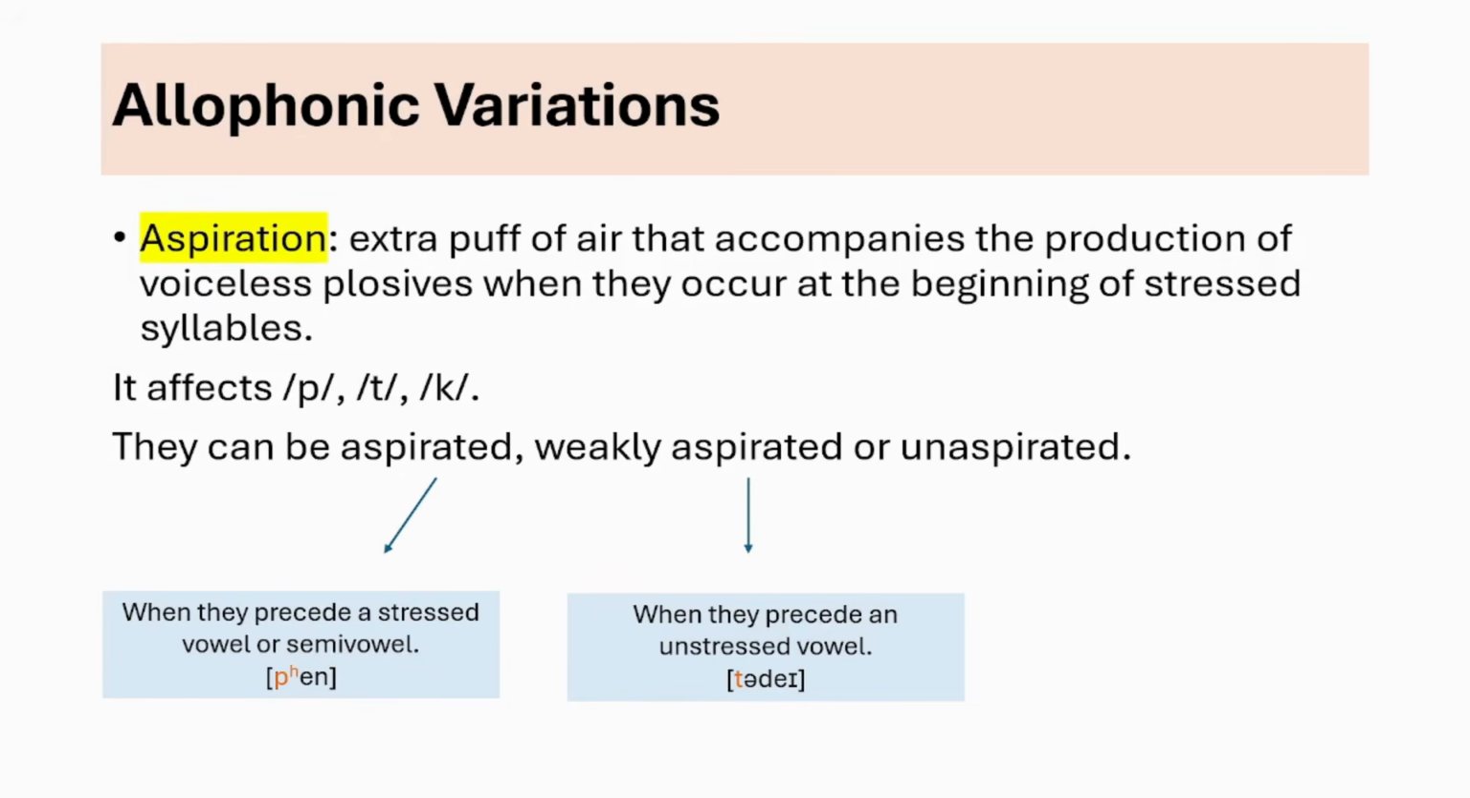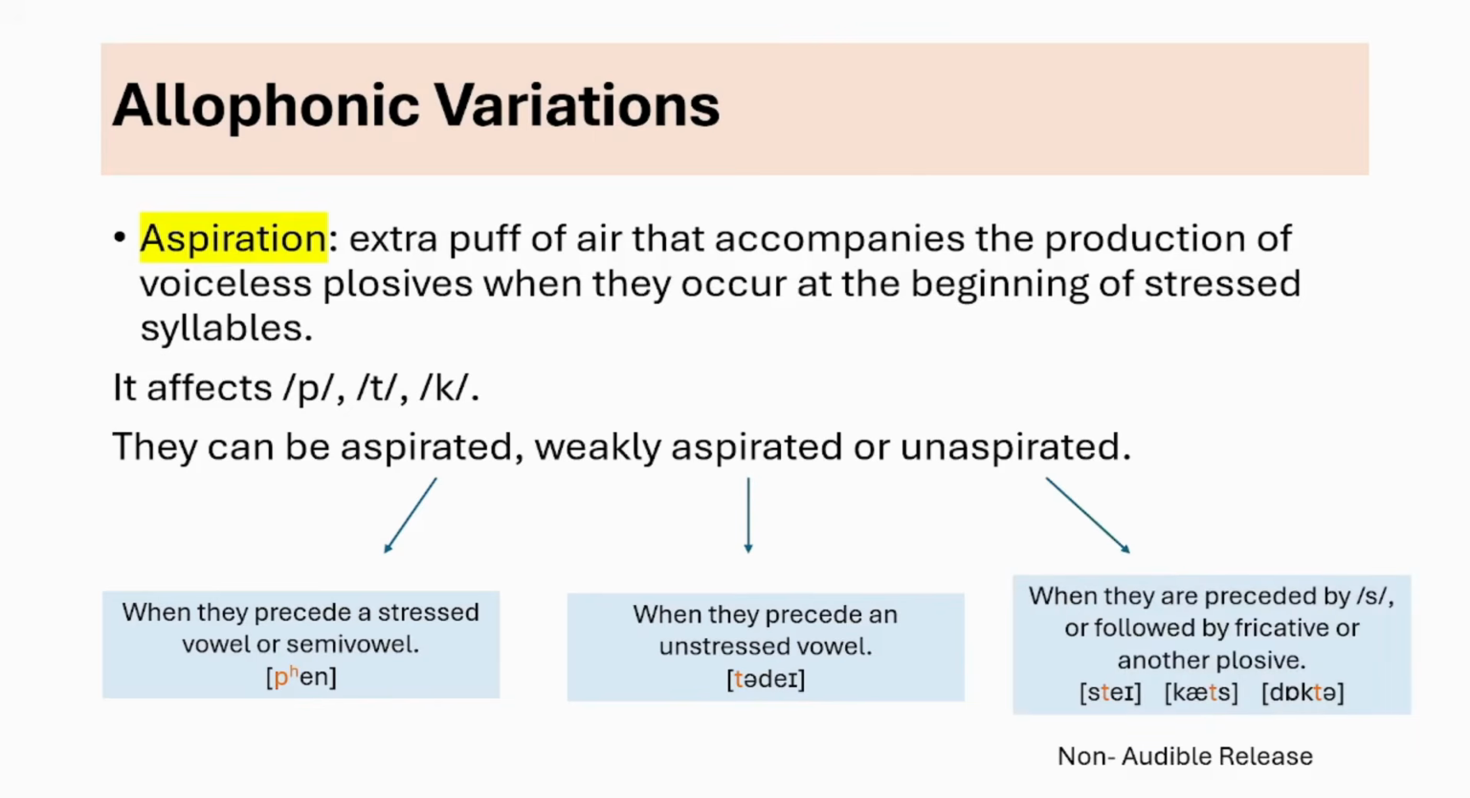Finally, voiceless plosives are unaspirated when they are preceded by s, the alveolar fricative sound, or followed by a fricative or another plosive consonant sound. We have some examples: stay, cats, doctor. In these cases, there's a non-audible release, meaning that the last stage of the production of plosives is not present in the process.